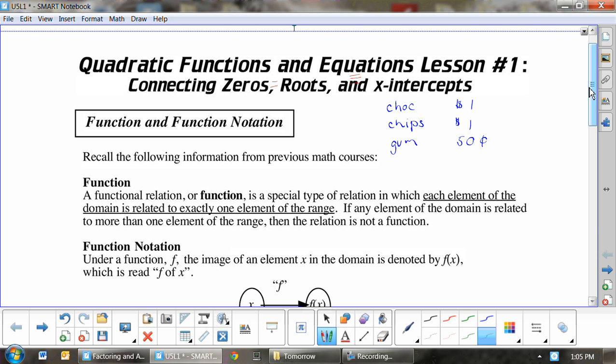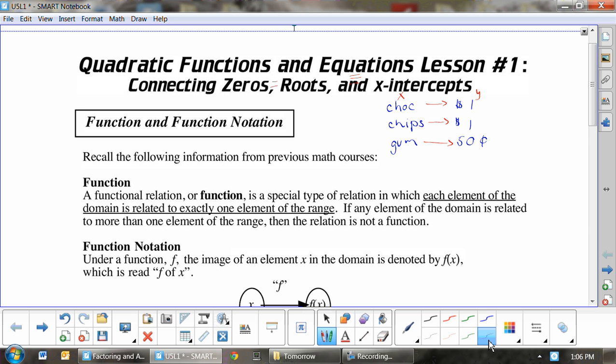Okay? This makes sense, right? That for every one chocolate bar, it's $1. For every chips, it's $1. For gum, it's 50 cents. So we can say that our chocolate bar, chips, and gum are like our x's, and the price is like the y. So when it's like this, it's like a function.